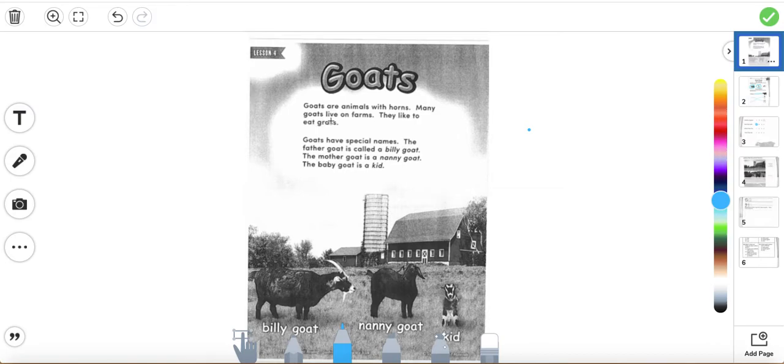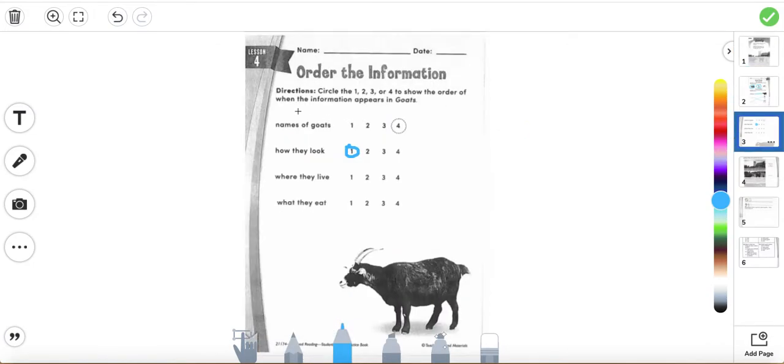Many goats live on farms. So the second sentence is telling us where they live. So which of these says where they live? Do you see it? Yes, right here, where they live. So we're going to circle number 2 for that one. Let's see what comes next.